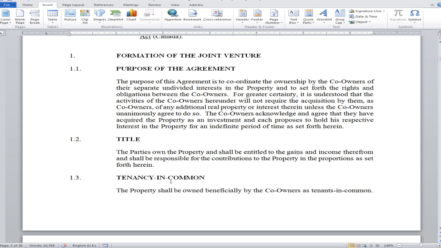So as we know, real estate has its ups and its downs, and the idea is that we hold the property for enough time so that we can actually see a return in our investment. So the parties shall own the property and shall be entitled to the gains and income therefrom, and shall be responsible for the contributions of the property in proportion as set out herein.